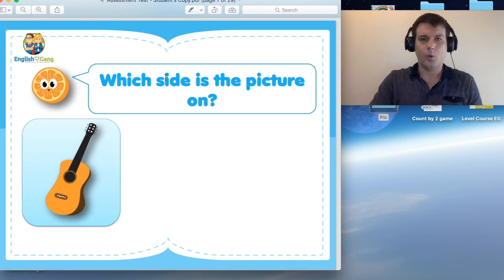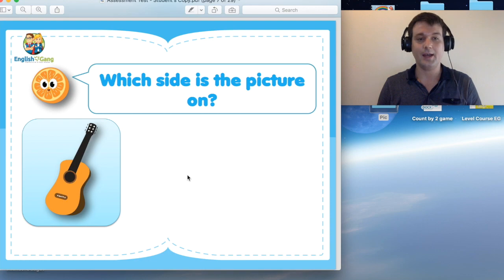Then I ask, which side is the picture on? So I say, here is the picture. This is a guitar. Is the guitar on the left side of the picture or the right side of the picture? I pause, I'm very clear in my question, I make sure they know what this is, and then you can say, is the picture on the left side or the right side? If they don't understand picture, you could also say, is the guitar on the left side or the right side? And then you might wave your cursor around and wait for a response.